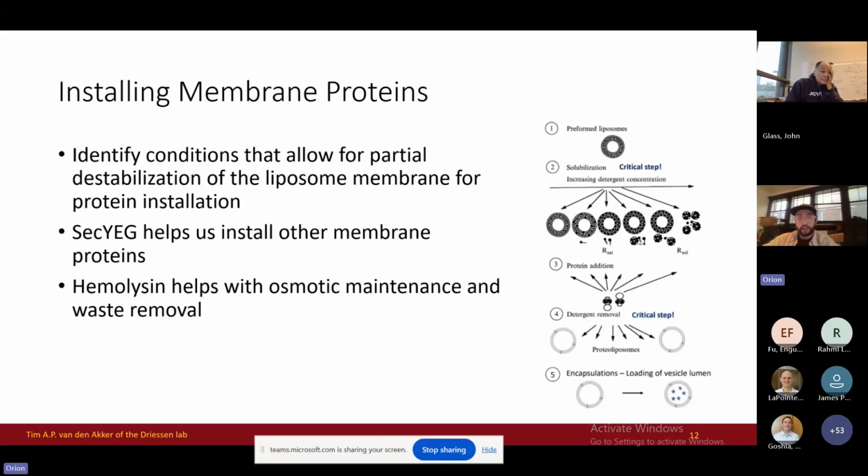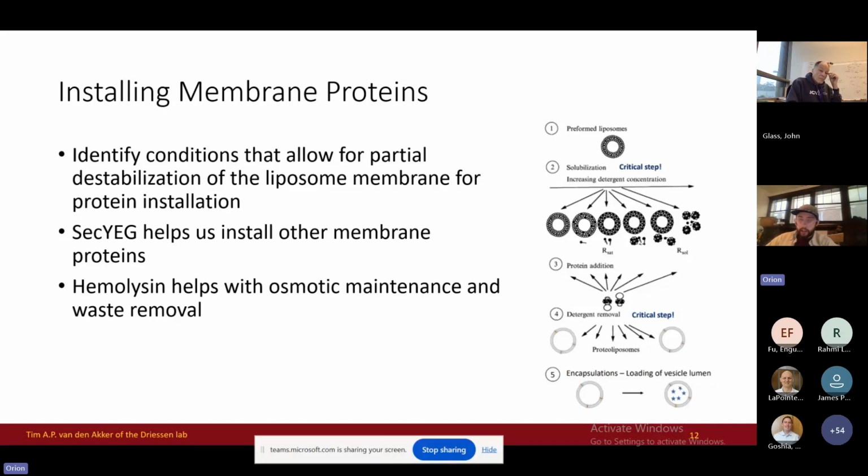This is coming from the Gleason lab. But here, the protocol for installation broadly follows the schema of make liposomes, destabilize liposomes in the presence of the protein of interest. You have the protein then integrating into those destabilized or slightly destabilized liposomes. And then you're restabilizing the liposome by removing the detergent. And now you have your protein of interest in the liposome.